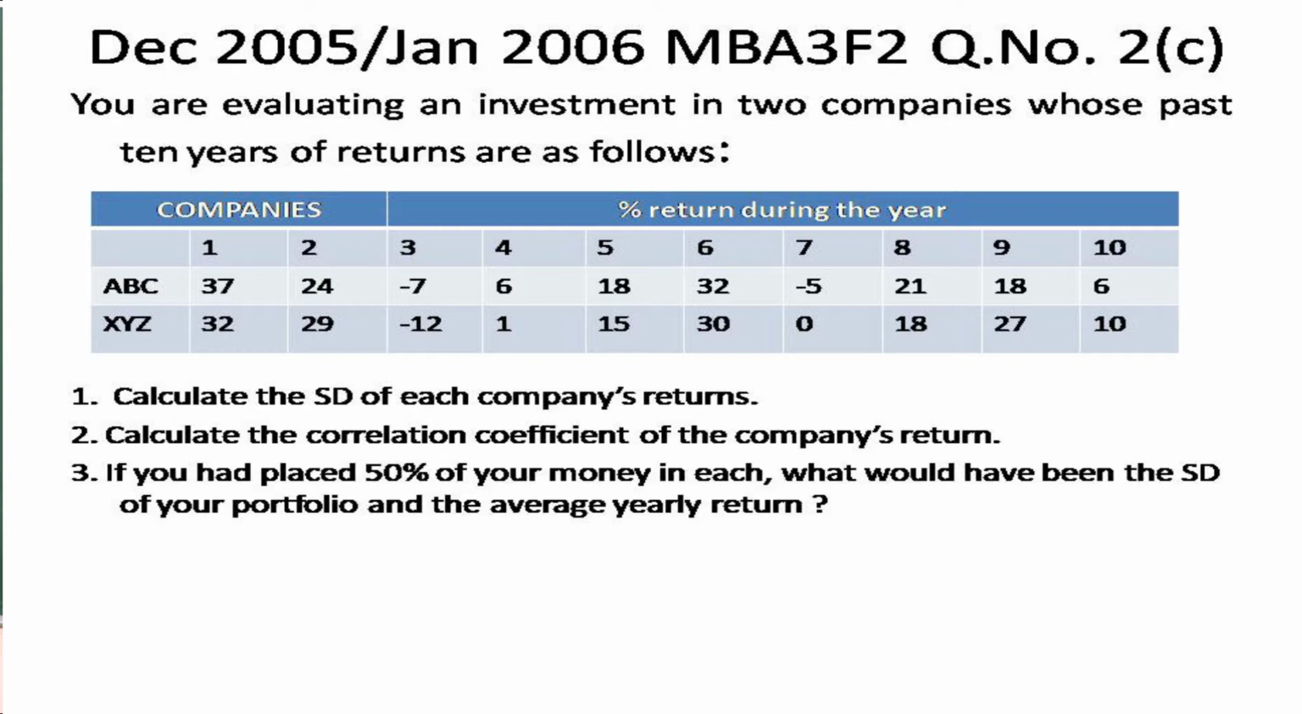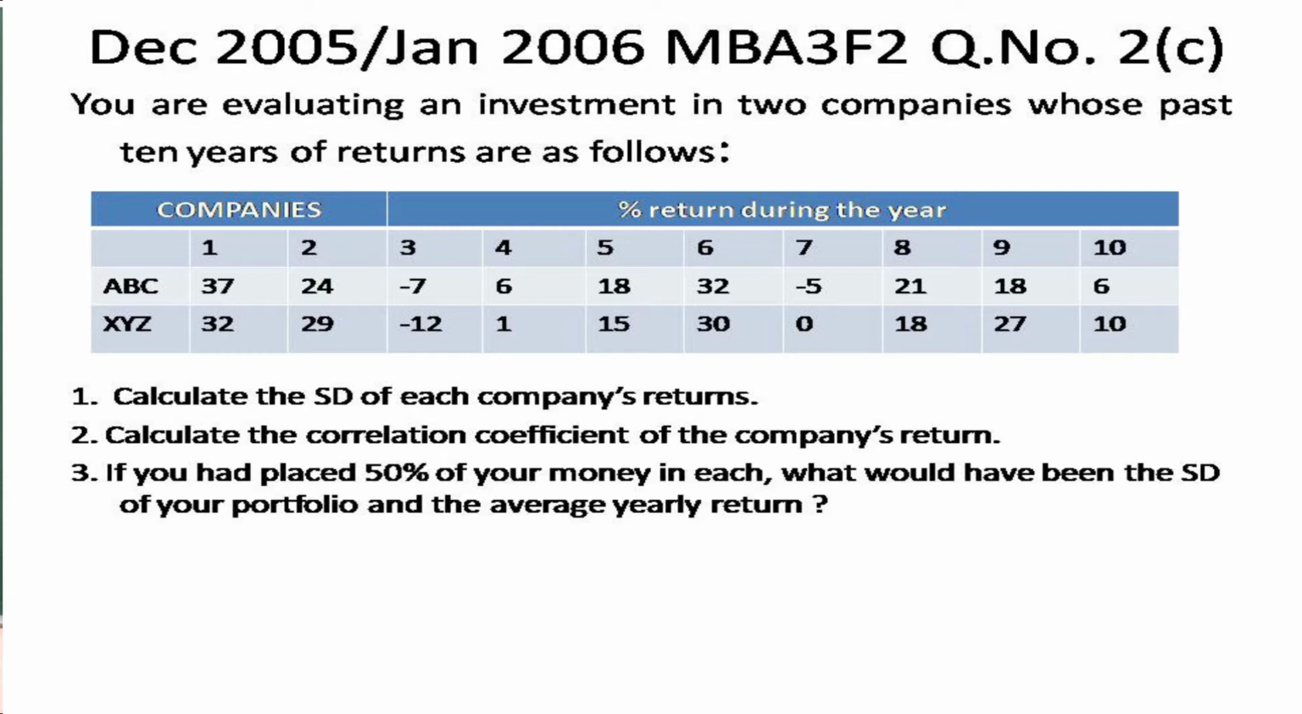So, two companies they have given, first company is ABC and second company is XYZ, and they have given the percentage return during the year. So, they have given the percentage return for 10 years, 1 to 10. First year for ABC it is 37 and second year it is 24, third year it is -7, fourth year is 6, fifth year is 18, sixth year is 32, seventh year is -5, eighth year is 21, ninth year is 18, and the last year it is 6%.